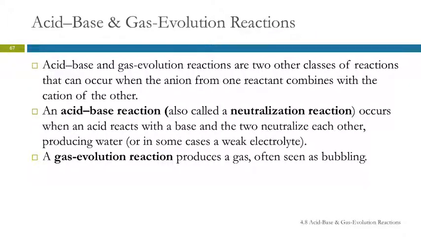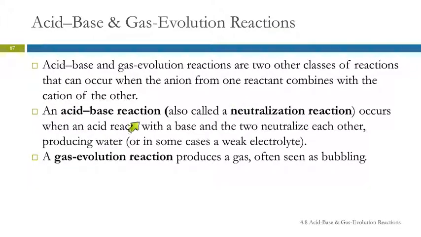We're talking about some different types of reactions. We talked about precipitation reactions. Now we're going to look at acid-base and gas evolution reactions. These are both types of reactions that can happen with a double replacement. So the analogy of the people coming to the party and swapping partners and getting involved works for these as well. We have the anion from one reactant combining with the cation from the other.